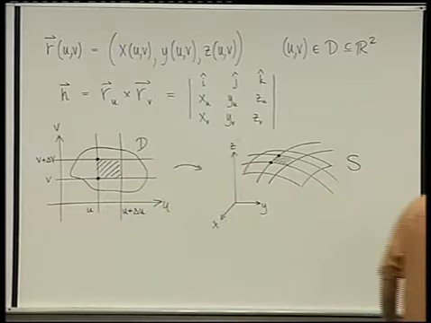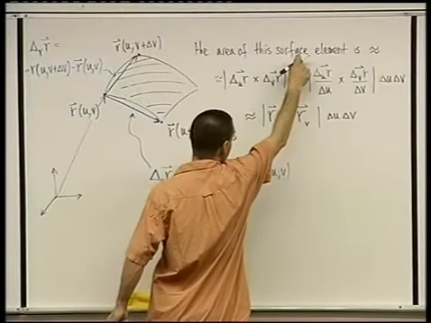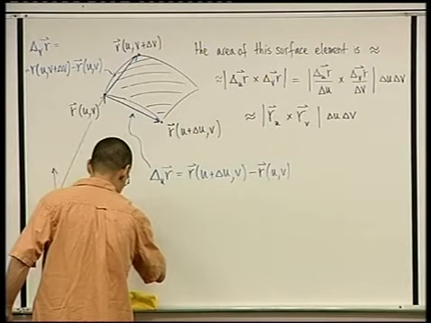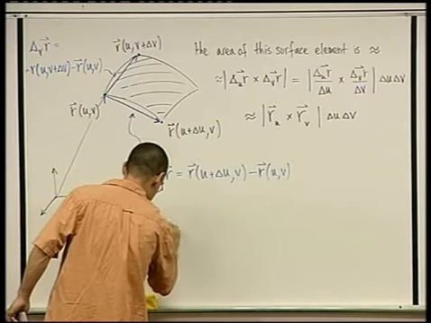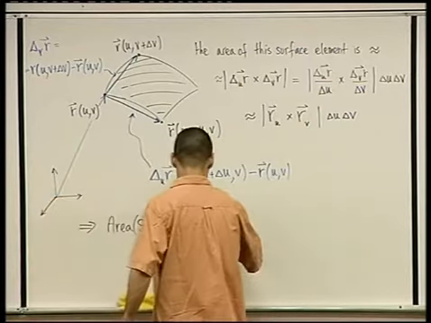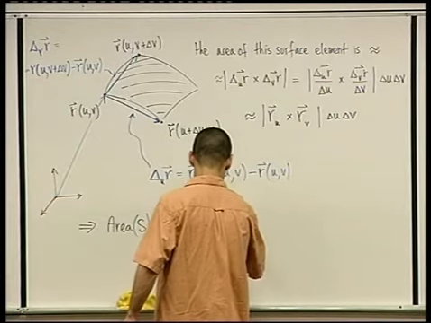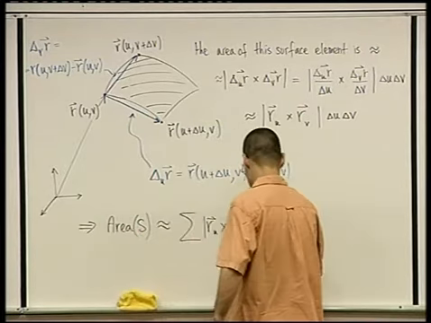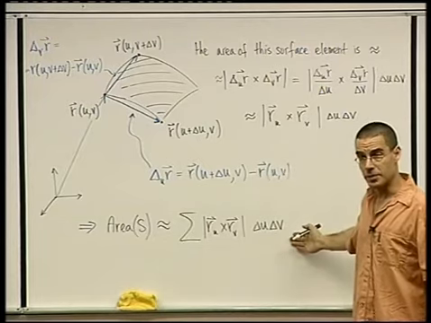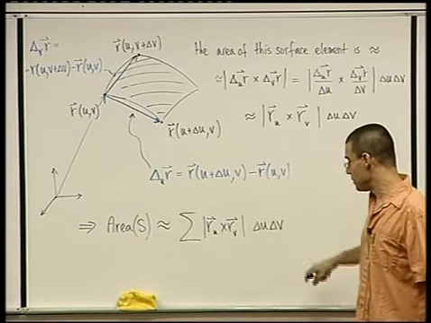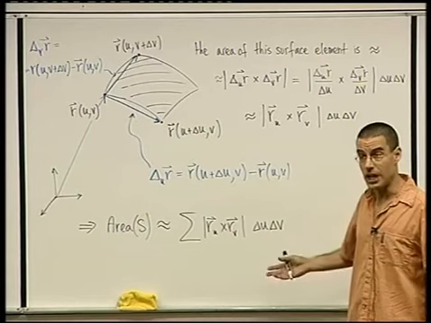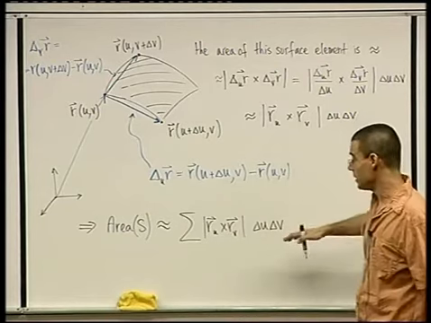So back here, this was the area of a single surface element, and therefore the area of S is approximately the sum over all the little rectangles of ru cross rv delta u delta v. This is a Riemann sum. I'm summing over all the little ui's and vj's. Remember, we denoted it u and v, but it was really a ui and a vj. We just didn't carry all these indices.